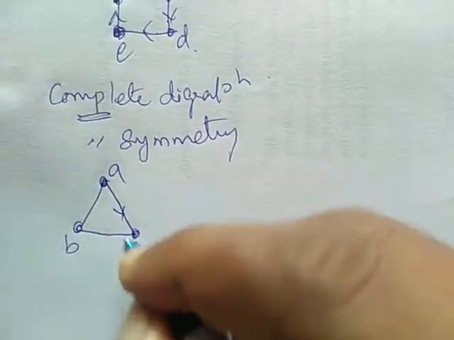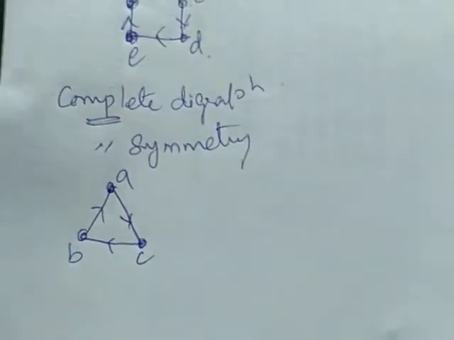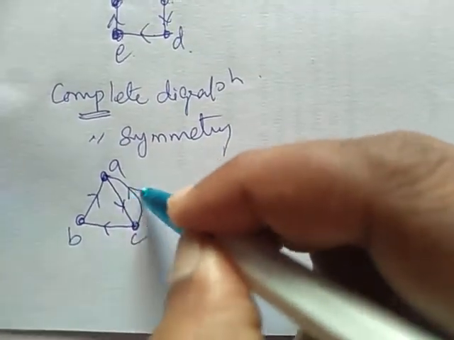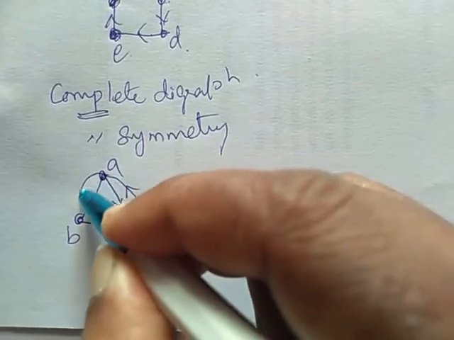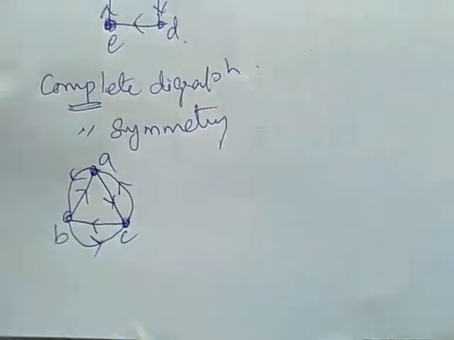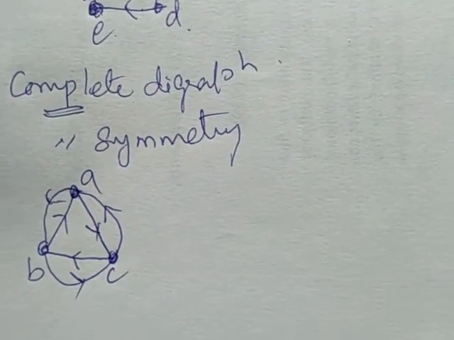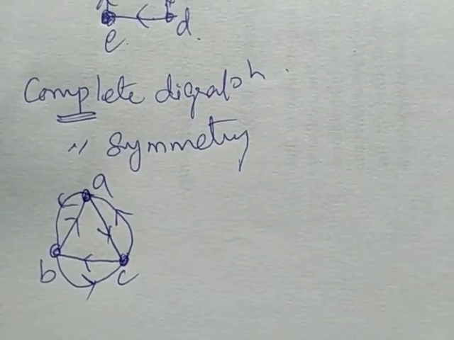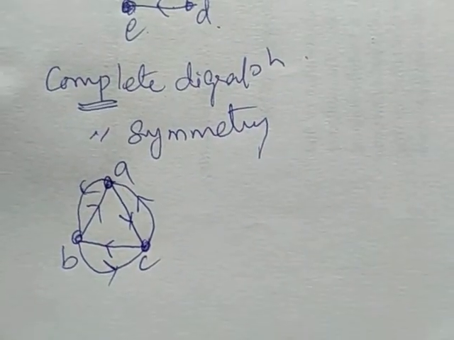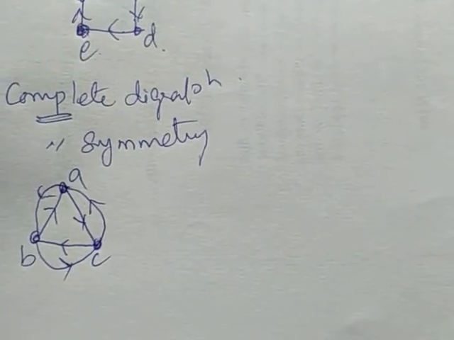A is directed to C, C is directed to B, B is directed to A. And C should be directed to A also. B is directed to A, so A should be directed to B. C is directed to B, so B should be directed to C. So a complete symmetric digraph is a simple digraph in which there is exactly one edge directed from every vertex to each other vertex.